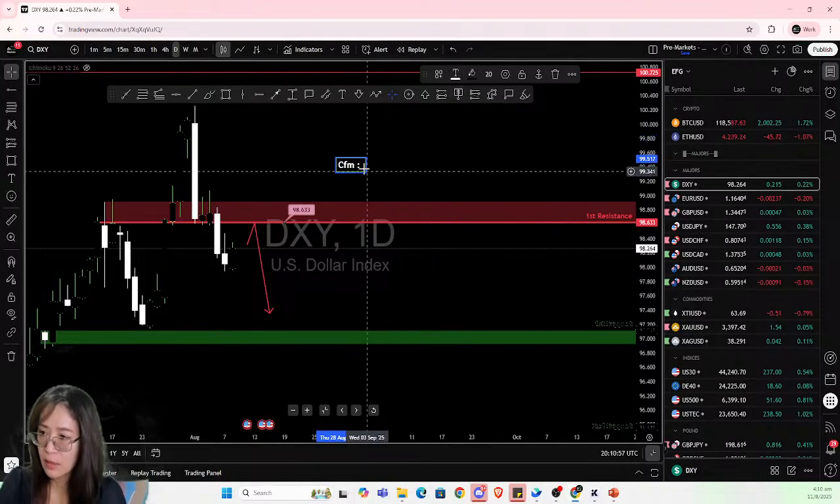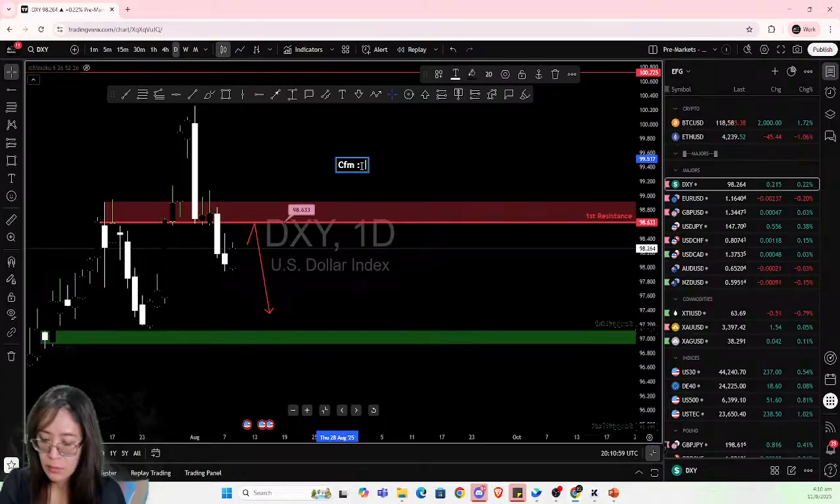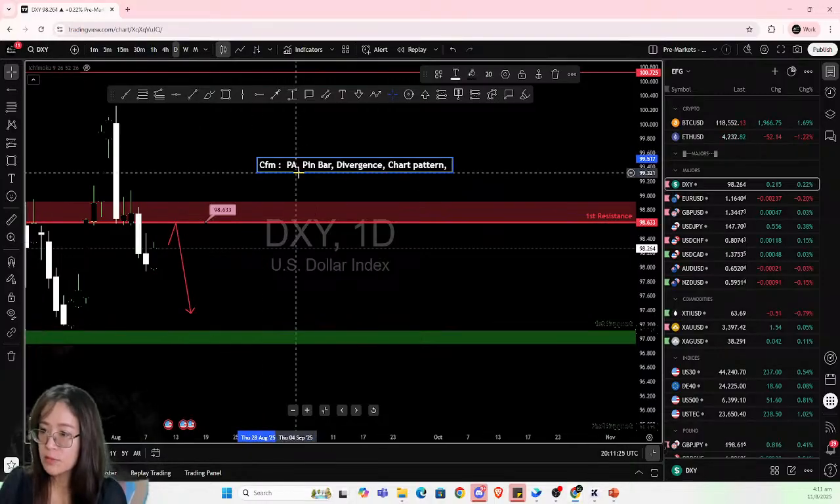those like PA, PA stands for price action, or those like a pin bar or rejection, or could be your divergence. D stands for divergence. Okay, divergence, or could be a chart pattern. Okay, your confirmation below, like price action, pin bar.